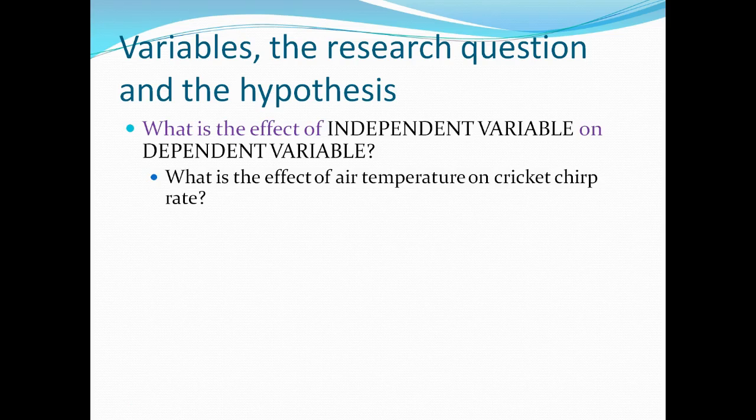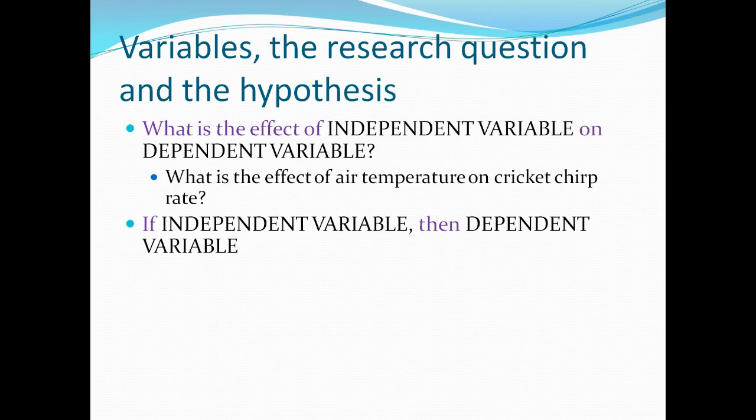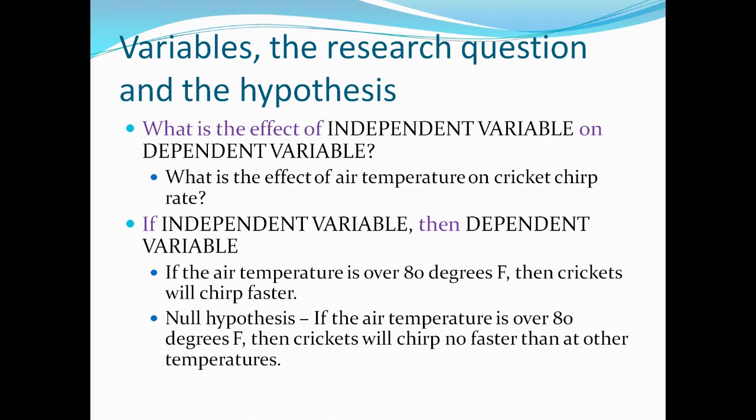So putting this all together, we write a research question: what is the effect of the independent variable on the dependent variable? Or for our experiment, what is the effect of air temperature on cricket chirp rate? From there we derive a hypothesis, written as: if the independent variable, then the dependent variable. For example, if the air temperature is over 80 degrees Fahrenheit, then crickets will chirp faster. Our null hypothesis for this experiment would be: if the air temperature is over 80 degrees Fahrenheit, then the crickets will chirp no faster than at any other temperatures.